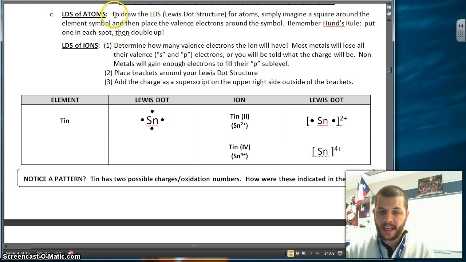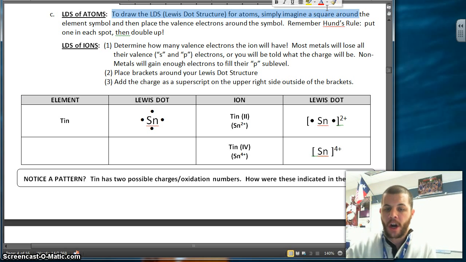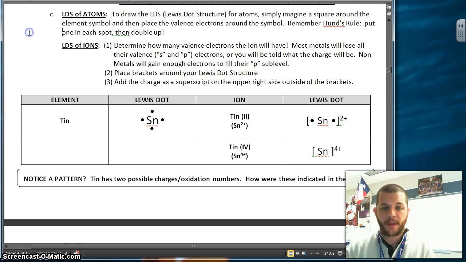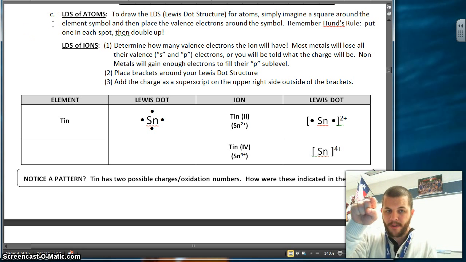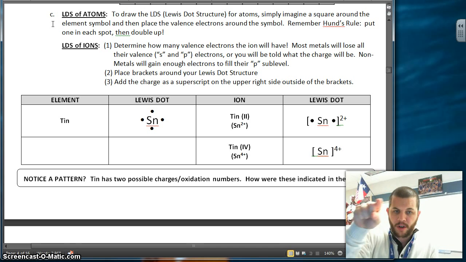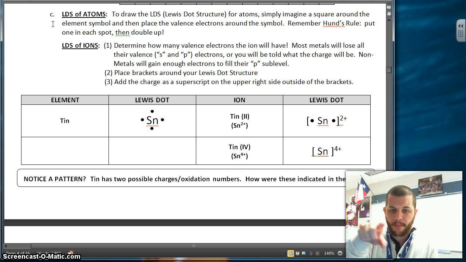To draw a Lewis dot structure for atoms, all you're going to do is pretend that there's a little imaginary square around your element symbol. Then you're going to start placing valence electrons around it, putting one electron on each side of the square until you've gotten one electron on all four sides. Then you can go back and double up. That's Hund's rule. Don't forget Hund's rule. You can only put one electron in each orbital.